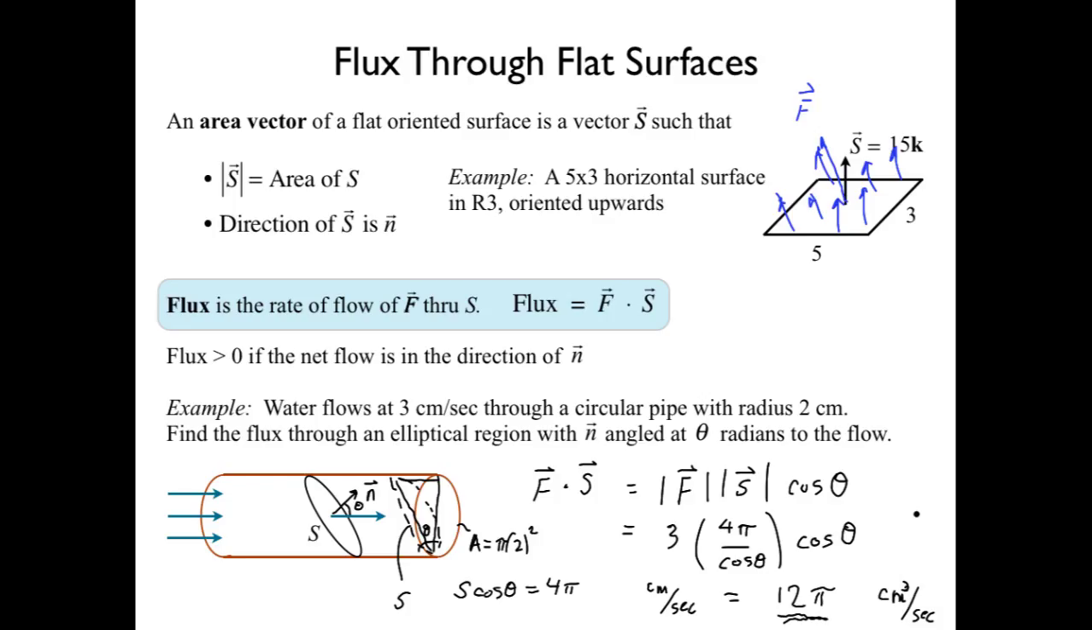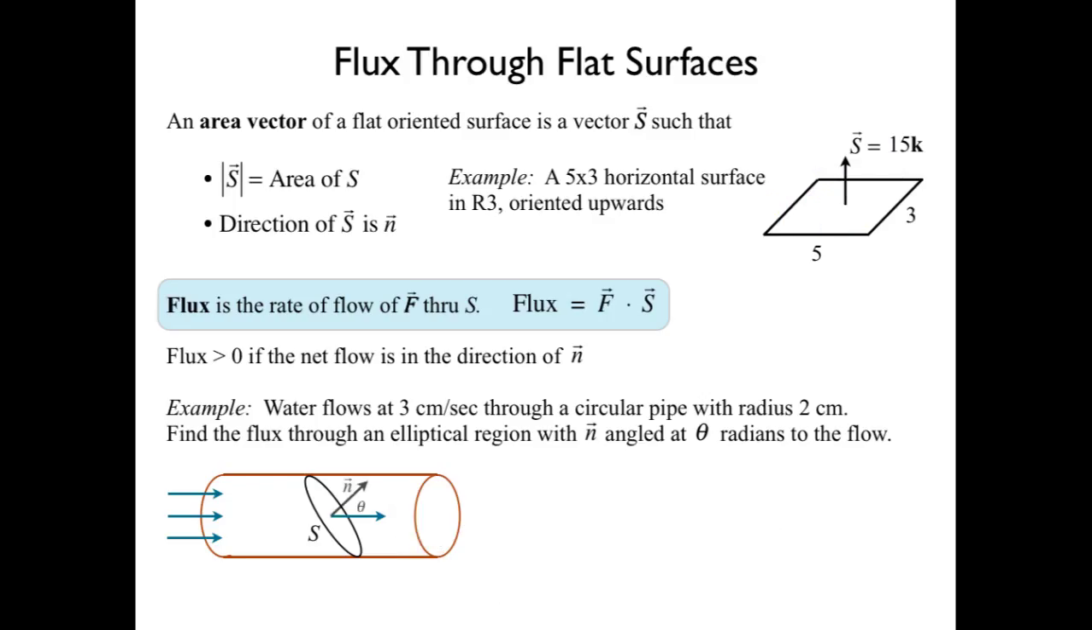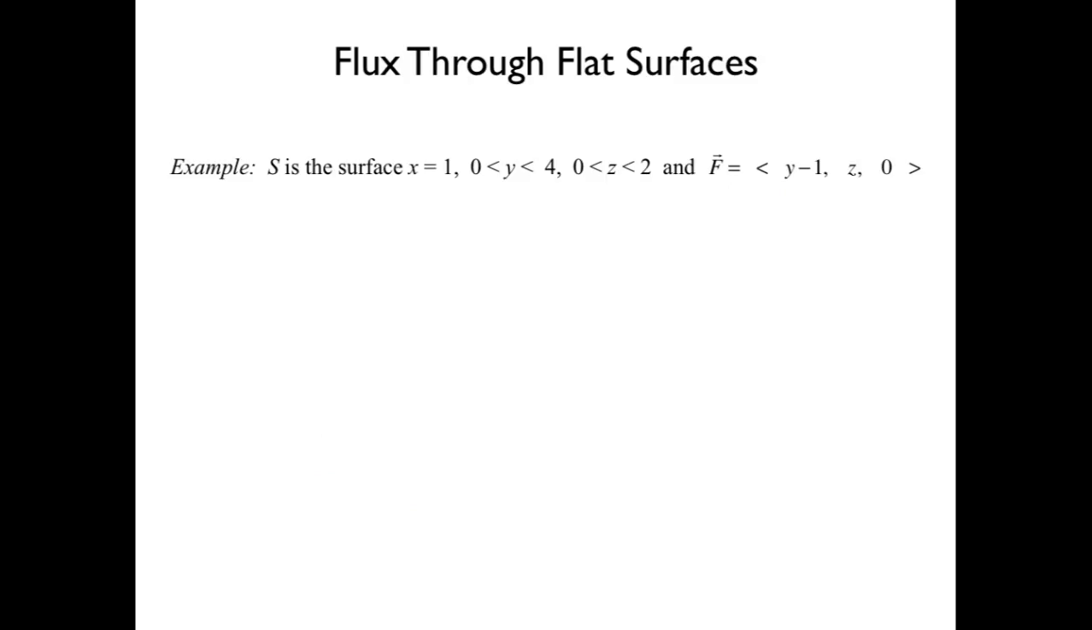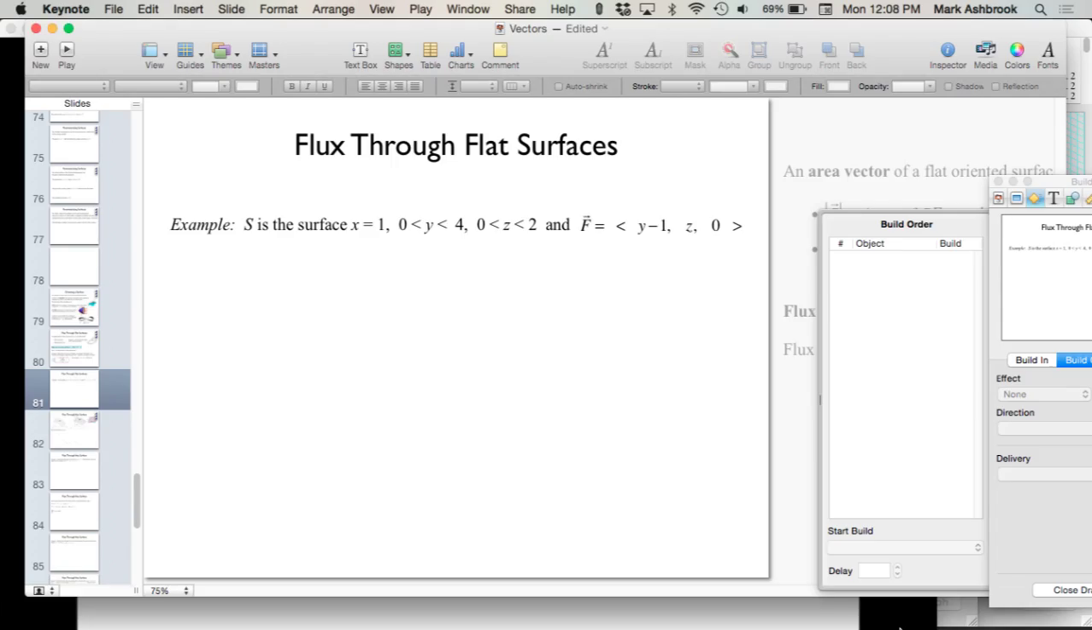Okay, other questions? We're good? Okay, so let's, there it is. All right, we did it right. Okay, so here's an example. I want the surface x equals 1, y from 0 to 4, and z from 0 to 2. And here F is y minus 1, z, 0. So let's look at this visually before we do the problem. Let's talk through what this is going to be about.